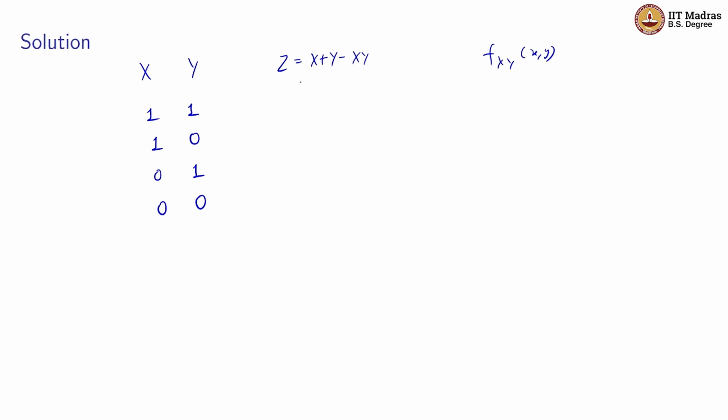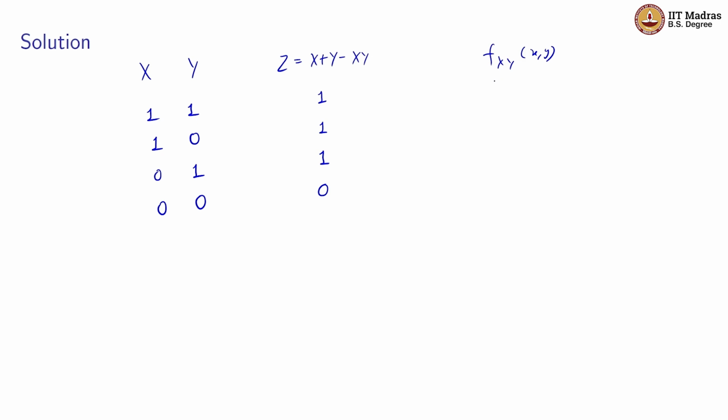The corresponding value of Z for each pair is as follows. For X equal to 1 and Y equal to 1, Z is equal to 1. For X equal to 1, Y equal to 0, Z is 1. For X equal to 0, Y equal to 1, Z is also 1. And for X equal to 0, Y equal to 0, Z is equal to 0.